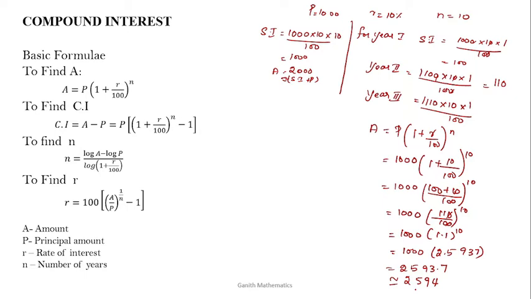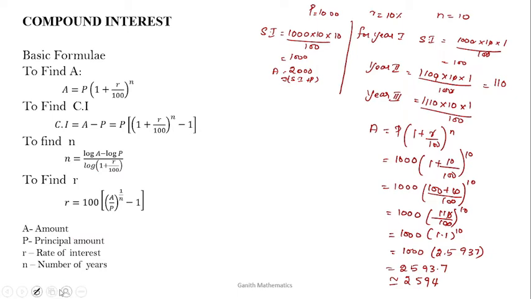So these are the basic formulas for compound interest. A is equal to P into 1 plus R by 100 the whole power n, and CI is equal to A minus P, that is equal to P into 1 plus R by 100 the whole power n minus 1, and n is equal to log A minus log P divided by log of 1 plus R by 100, and R is equal to 100 into A by P the whole power 1 by n minus 1. So we know what these notations are. A is amount, P is principal amount, R is rate of interest, and n is number of years.